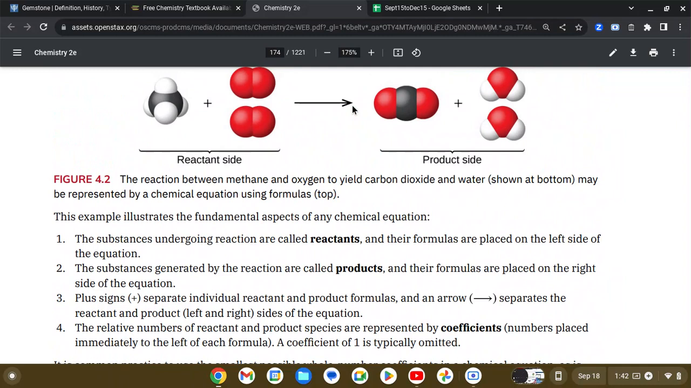1. The substances undergoing reaction are called reactants, and their formulas are placed on the left side of the equation. The substances generated by the reaction are called products, and their formulas are placed on the right side of the equation. Plus signs separate individual reactant and product formulas, and an arrow separates the reactant and product, left and right sides of the equation. The relative numbers of reactant and product species are represented by coefficients, the numbers placed to the left of each formula. A coefficient of 1 is typically omitted.